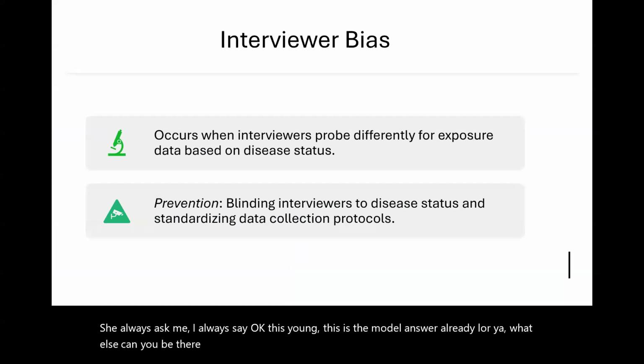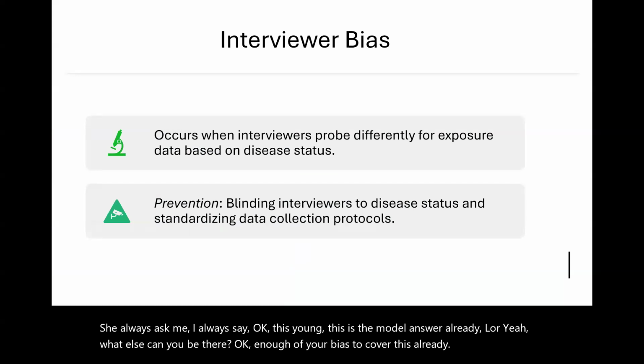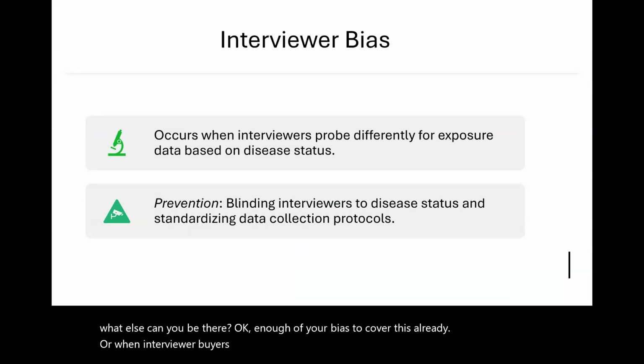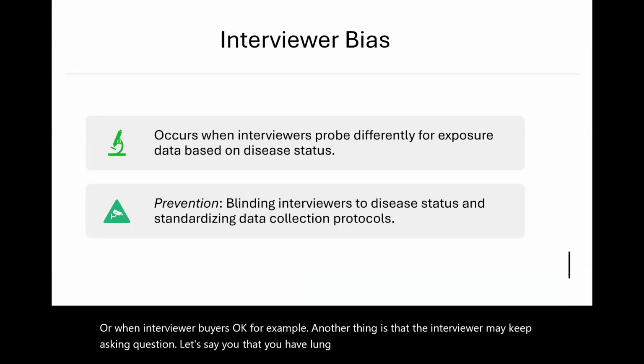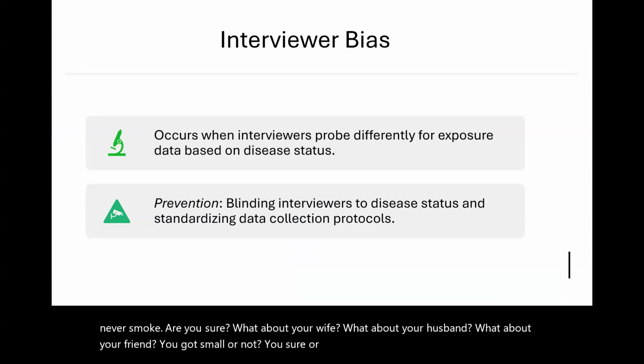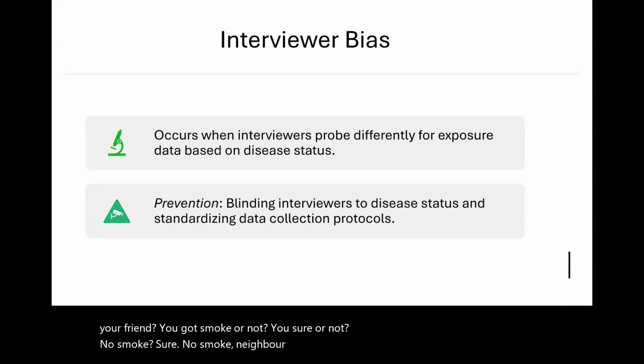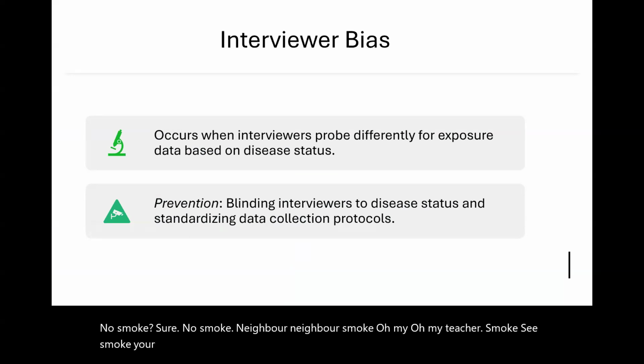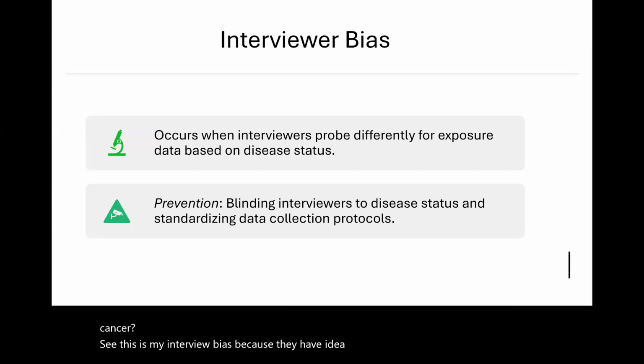What else can it be? Okay, interviewer bias, to cover this already. For example, the interviewer may keep asking questions. Let's say you know that the person has lung cancer. They ask if you smoke, and the person says, I never smoke. Are you sure? What about your wife? What about your husband? What about your friend? You sure no smoke? Neighbor? Neighbor smokes. My teacher smokes. See? Smoke. Your teacher smokes, that's why you were exposed to secondary smoke, that's why you got lung cancer. You see, this is interviewer bias, because they have the idea that it is already related, so they'll try to pry in all the different ways.